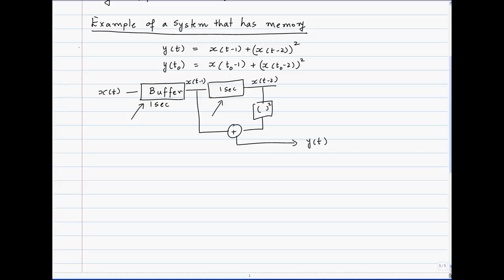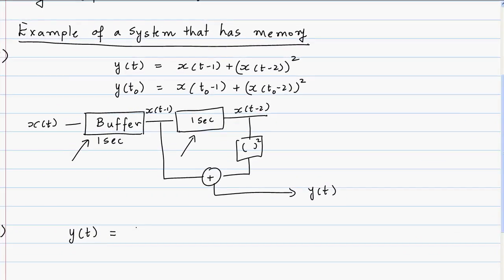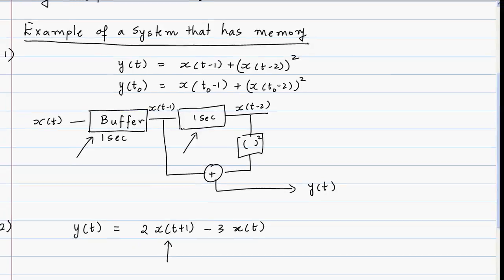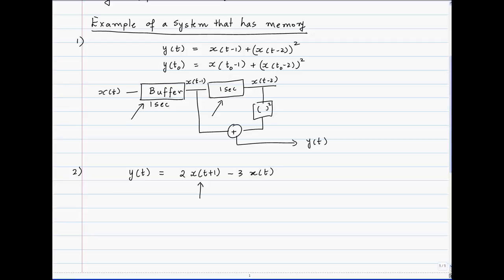Here is another example of a system that has memory according to our definition: say y of t equals 2 times x of t plus 1 minus 3 times x of t. Again, the system has memory because y of t depends on some value of x of t at a time other than t. In this case, we really have to look ahead in the signal. We have to look at the value taken by x at a time that's 1 second more than the current time in order to produce the output y of t. So these two are systems that have memory.